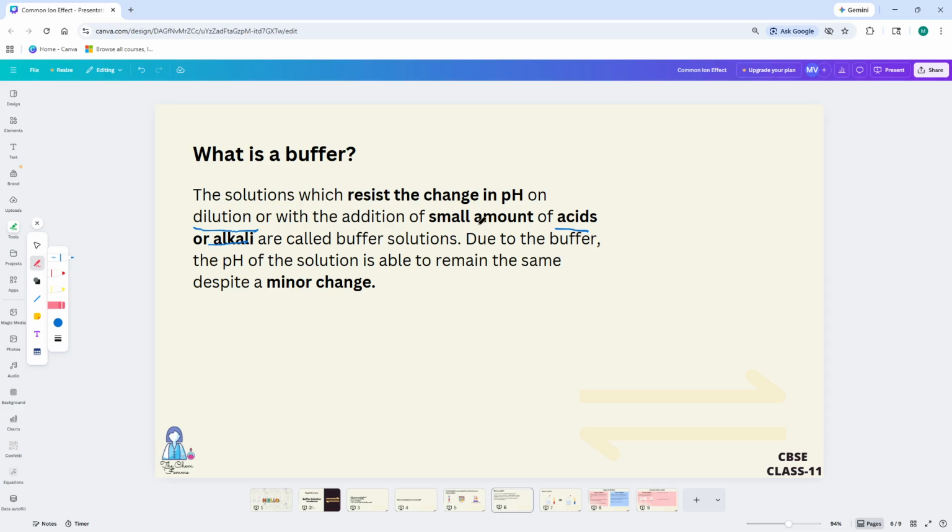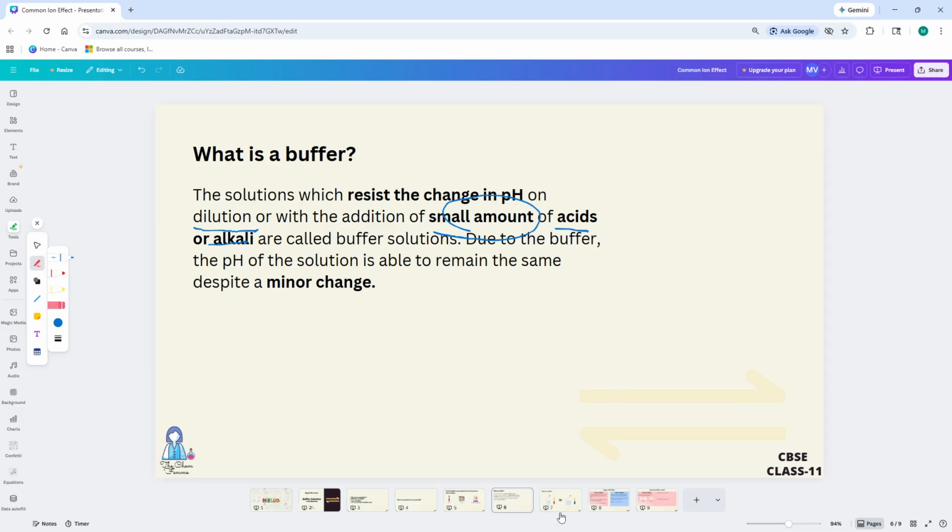or acid. Okay, now this important word over here is small amount, because you can't add 10 milliliters of any acid to 5 ml of your buffer and hope for the pH not to change. It will change. But in small amounts, when you add a small amount of acid or base, the buffer solution ensures that the pH of the entire solution stays the same. So basically, you need to remember that the pH of the solution is staying the same despite there being minor changes in concentration by dilution and minor addition of an acid or a base.